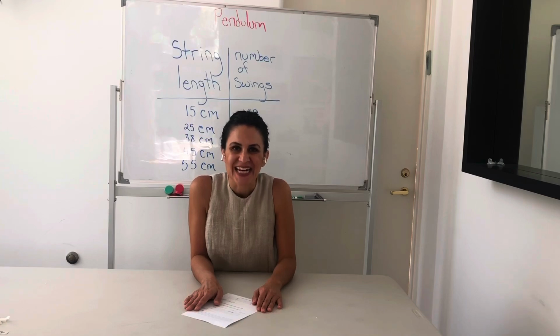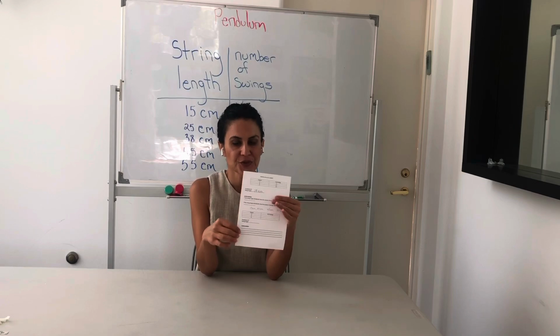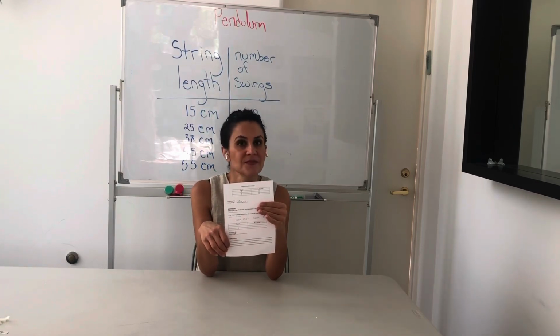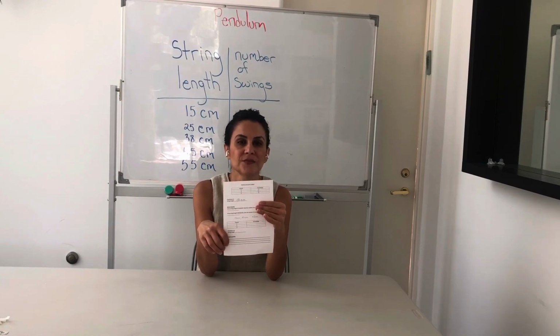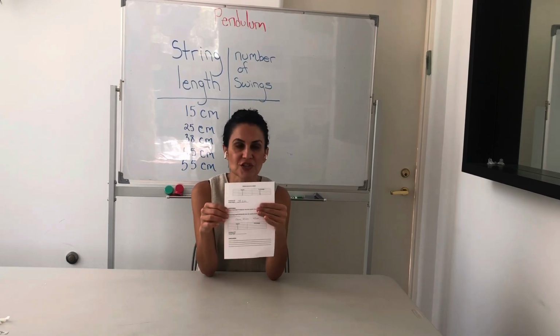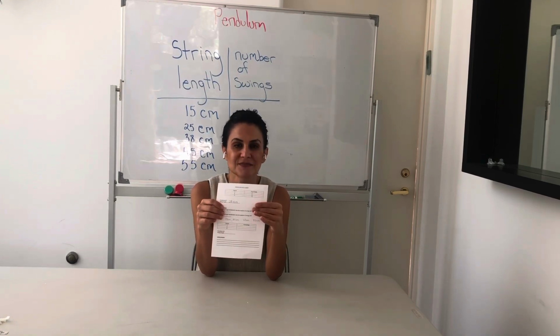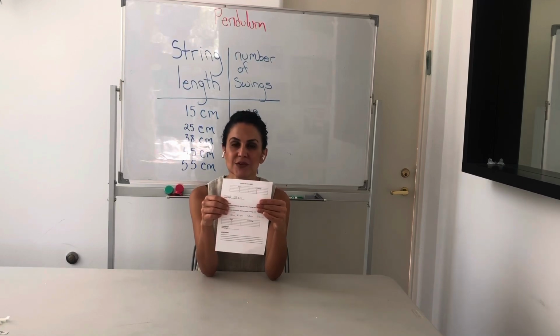Now, go ahead and fill out your pendulum sheet and make sure to write in your conclusion. Now, the way we write the conclusion is, as the string length increased, what happened to the number of swings? Or in your case, if you changed the string length and you decreased it, as you decrease the string length, the number of swings increased or decreased? Well, we know that as the string length increases, the number of swings decreases, and as the string length decreases, the number of swings increases.